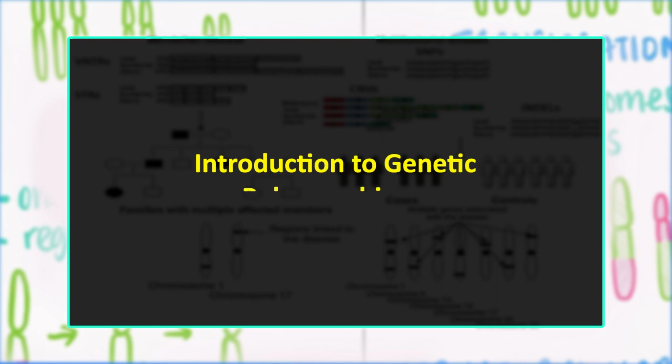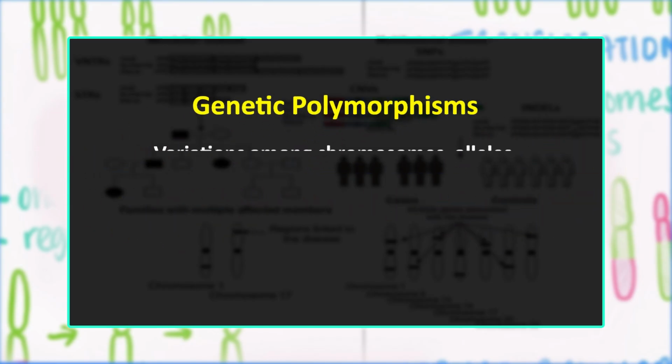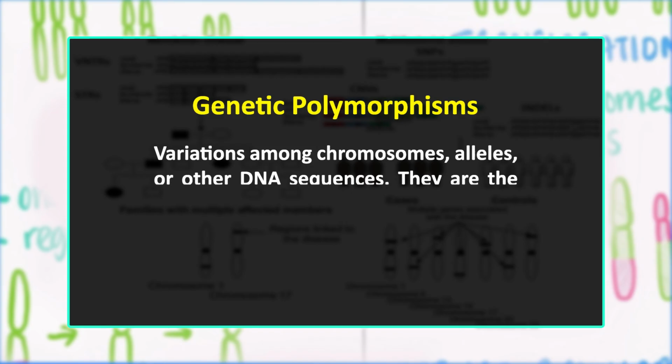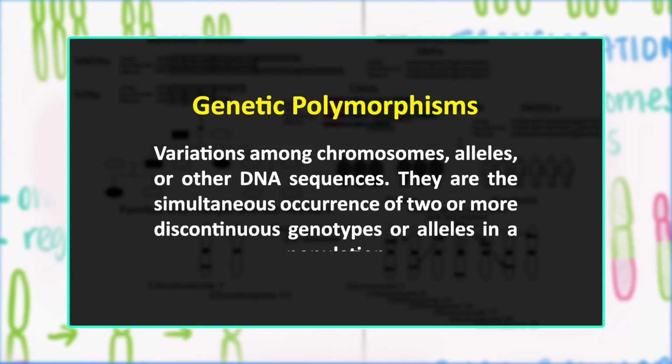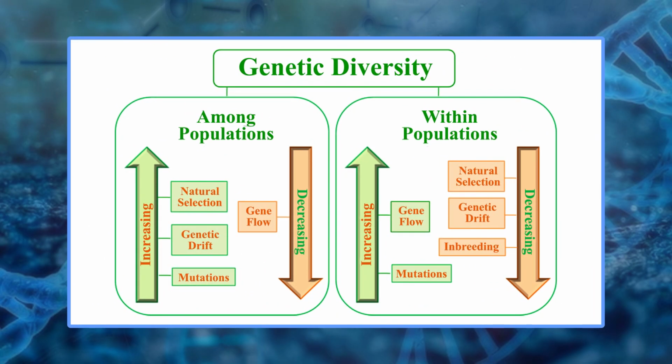Dear students, let's first begin with the introduction to genetic polymorphisms. Genetic polymorphism is defined as variations among chromosomes, alleles or other DNA sequences. They are the simultaneous occurrences of two or more discontinuous genotypes or alleles in a population. Polymorphisms are a type of genetic diversity within a population's gene pool. Polymorphism as related to genomics refers to the presence of two or more variant forms of a specific DNA sequence that can occur among different individuals or populations.